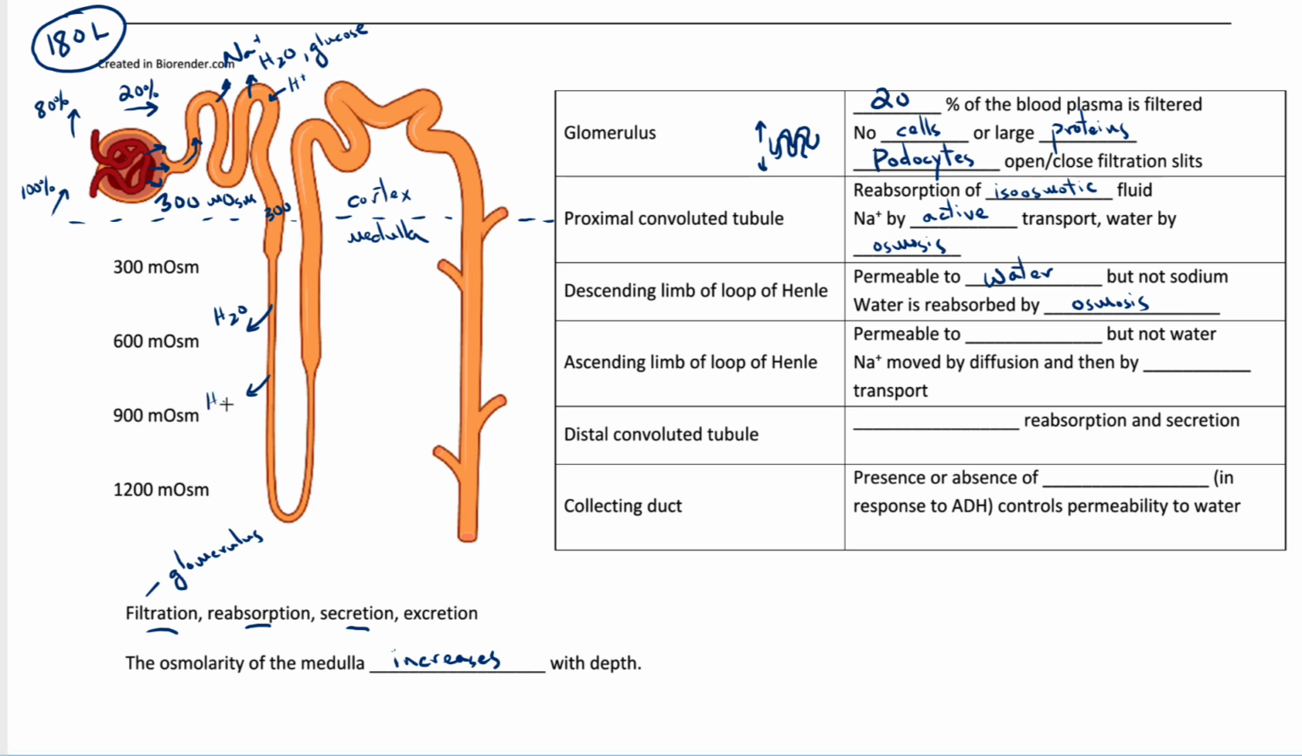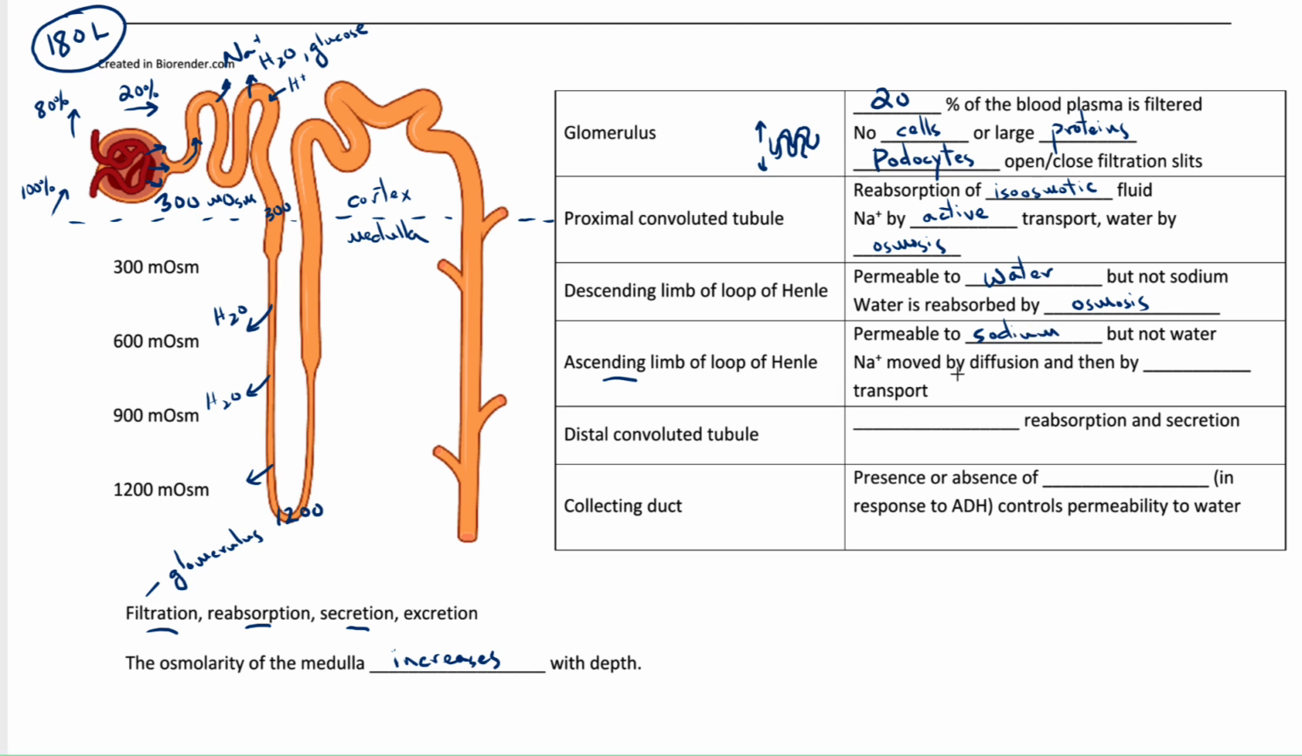And so water just keeps leaving here, and that brings the concentration in the filtrate in the descending loop of Henle all the way down to about 1,200 milliosmolar here at the bottom, as water has continued to leave by osmosis. And then the reverse happens on the way up. The ascending limb of the loop of Henle is permeable to sodium, but not to water.